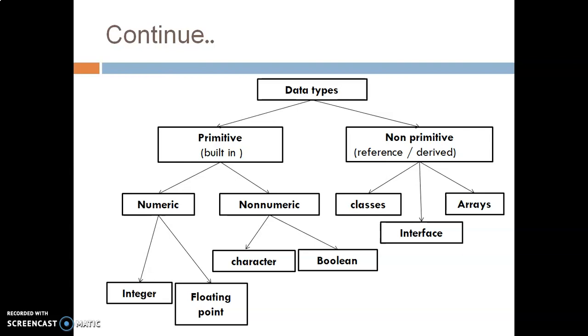Now about the non-primitive. Non-primitive is again divided into three parts: classes, interface and arrays. We will talk about the interface whenever we come to that topic. You might already know about classes, as I talked about them in my earlier video. A class is a user defined data type. These are the three categories of non-primitive data types.